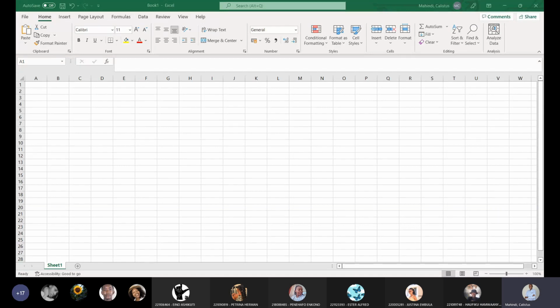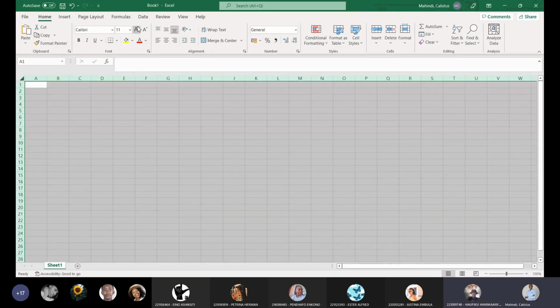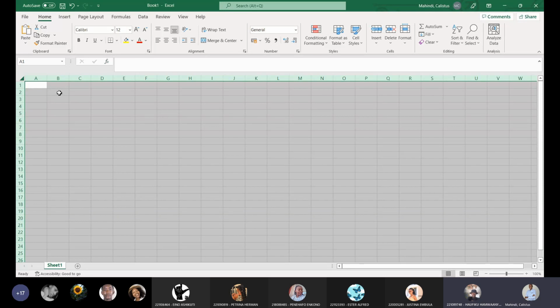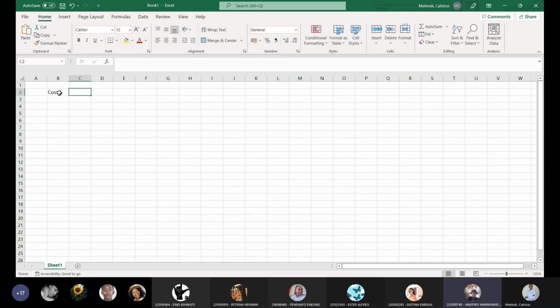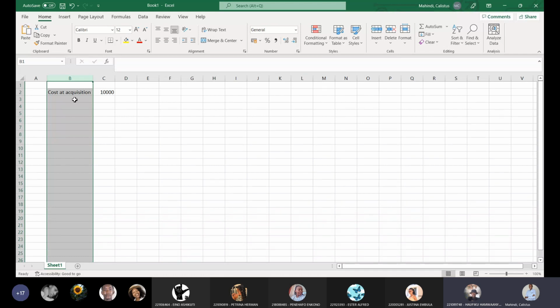All right, so let us just write down from the question what we were given. We're given a cost price. The cost price that we're given is 100,000. And this cost is at acquisition date. We don't know when the acquisition date is, as that was not provided in the question.